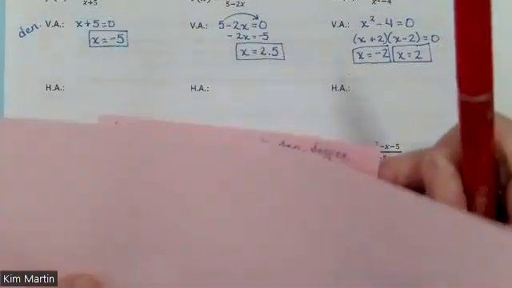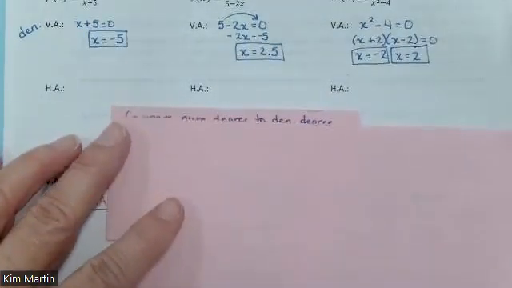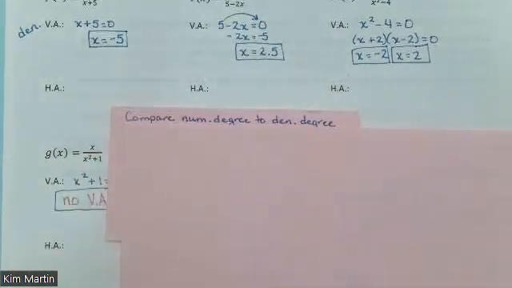Okay, to find horizontal asymptotes, I take this little Post-it note and I write this down: compare numerator degree to denominator degree. I didn't write out numerator because it's too long for me. Or you could put compare the degrees. Whatever, these are your notes, it's for you to use so you don't have to keep flipping back and forth.